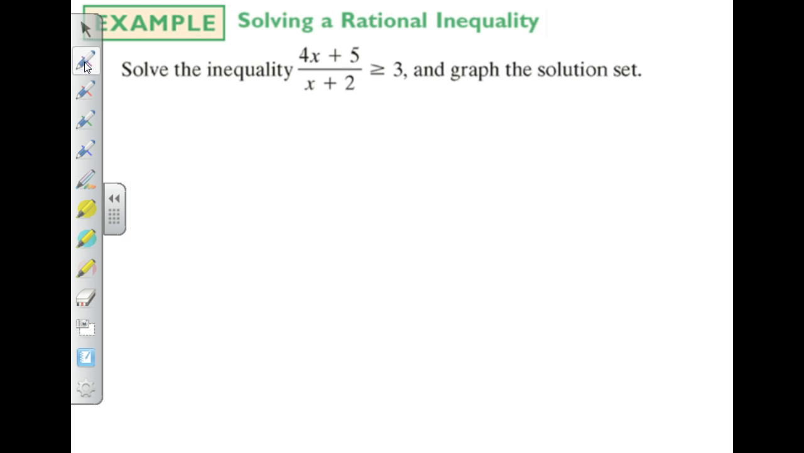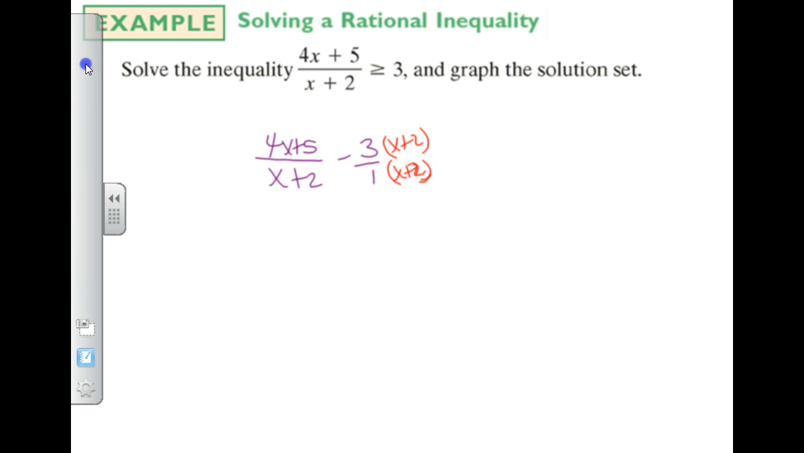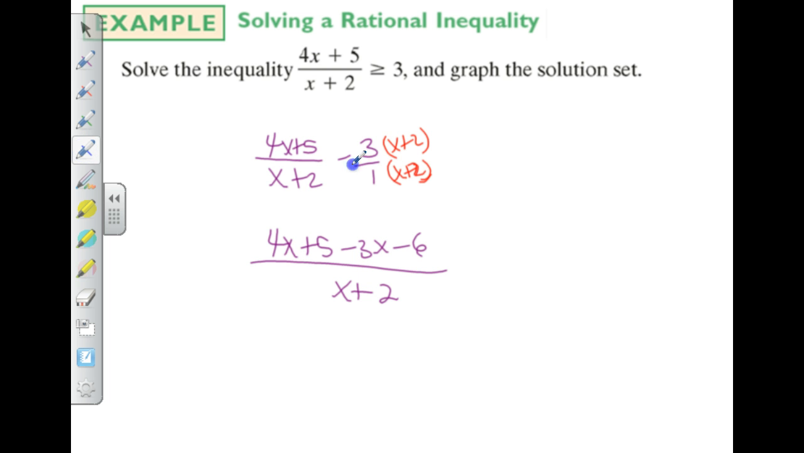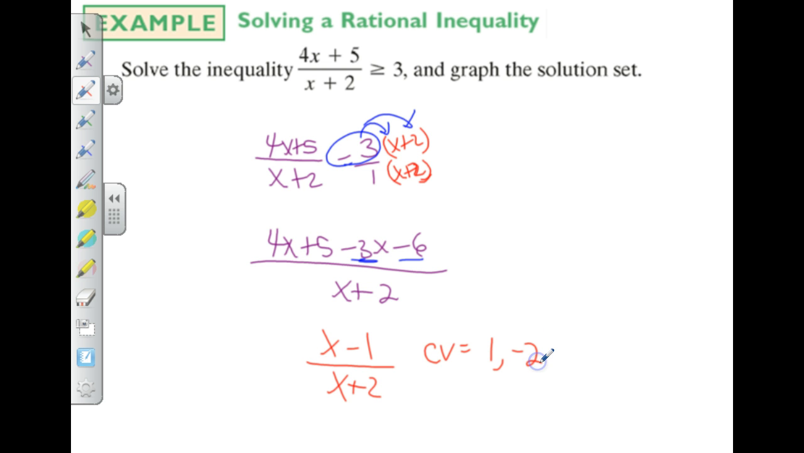So again, critical values can only be set equal to 0. Do not set factors equal to 3. So for this one, we're going to have to subtract off 3. And that's like subtracting off, I need to find a common denominator. So I'm going to multiply the numerator and the denominator by x plus 2 to find my common denominator. So what do I have? 4x plus 5 minus 3x minus 6, all divided by my common denominator. All I've done here is distribute my -3 and come up with -3x minus 6. Combining like terms, I have x minus 1 over x plus 2. So it looks like my critical values come from the numerator, x-intercept of 1, and the denominator, vertical asymptote of -2.